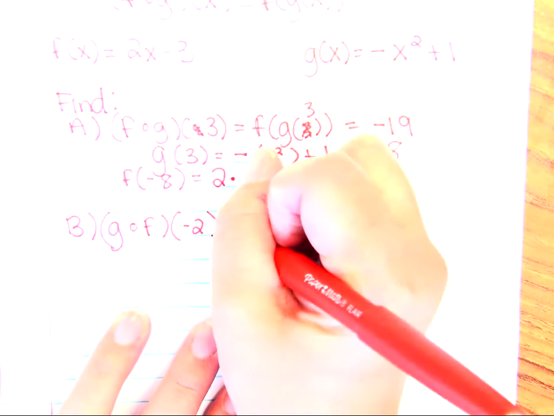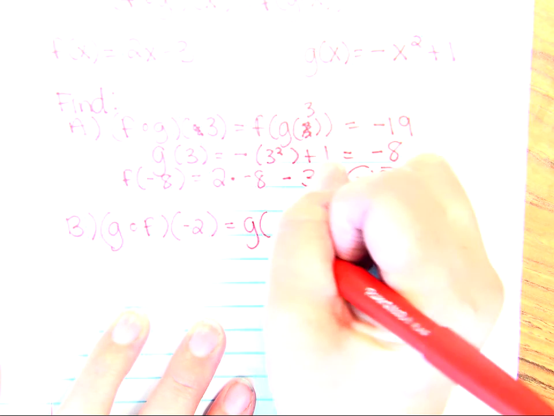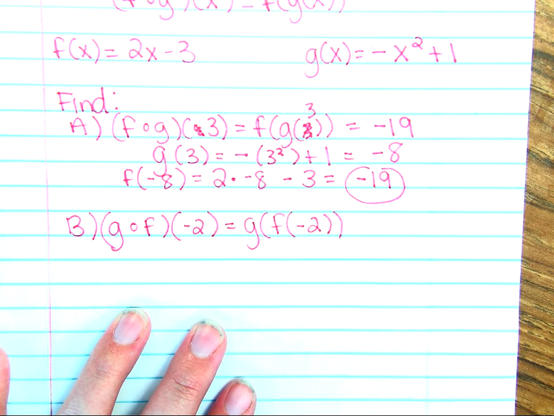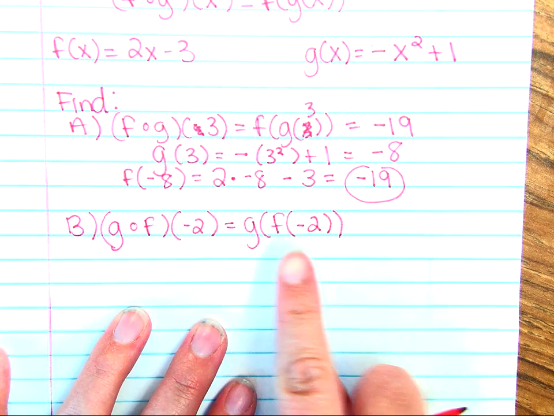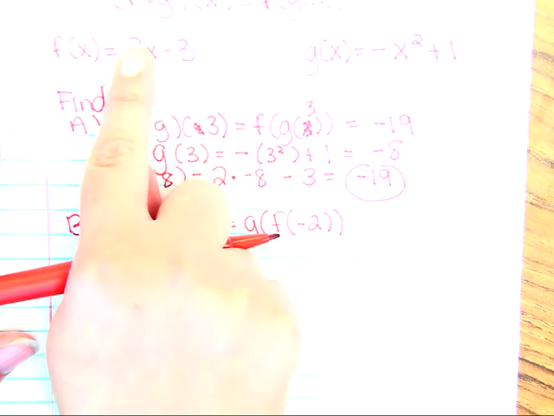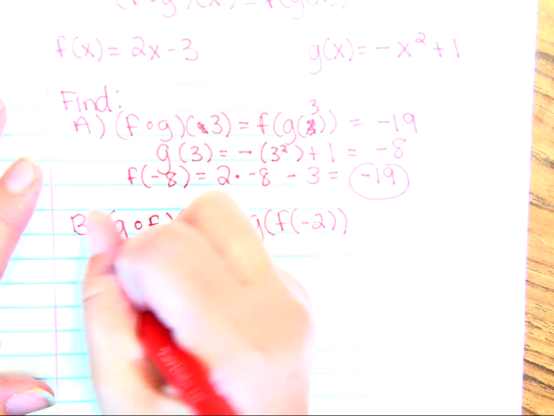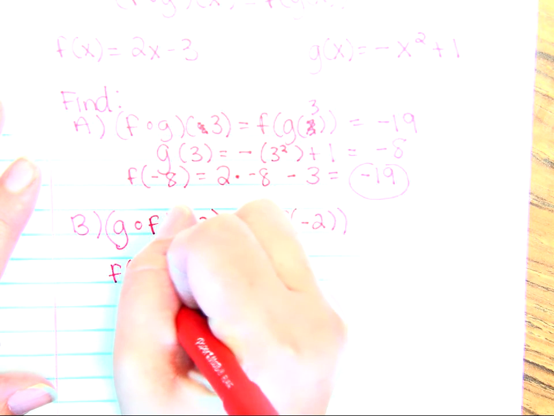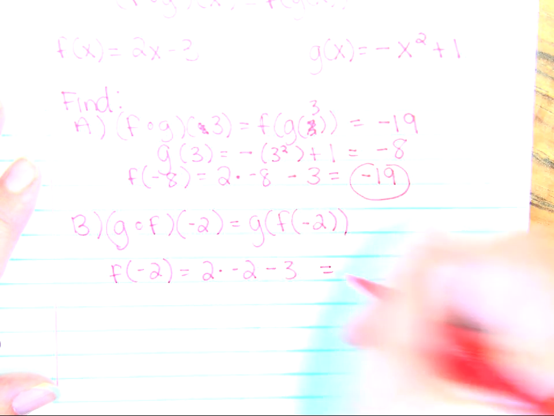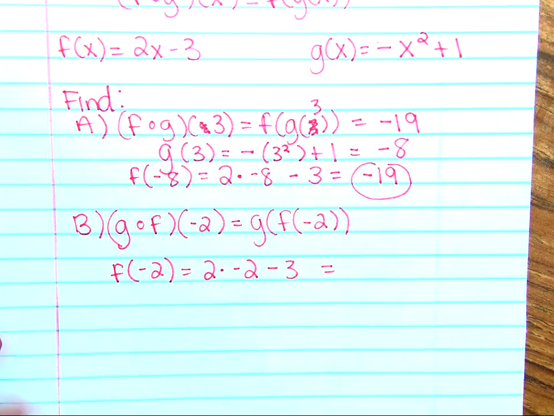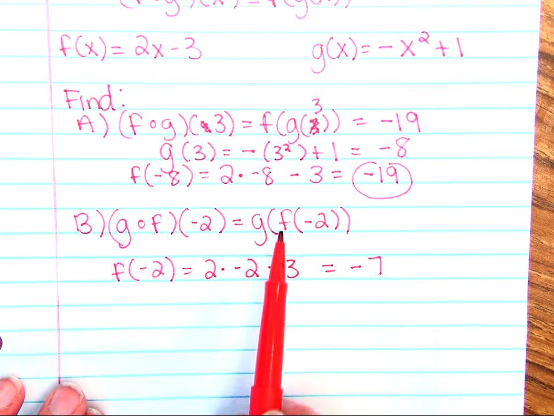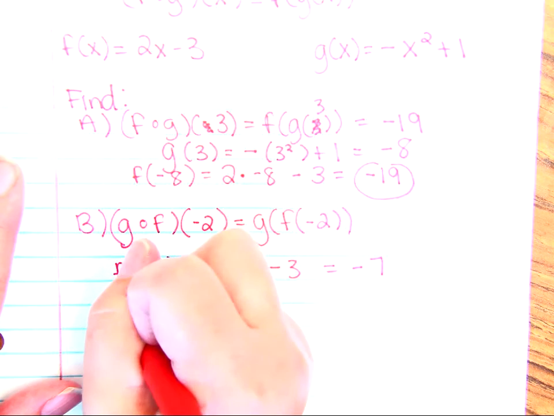So here, I'm really doing g of f of negative 2. So I am really starting this time on the inside with f of negative 2. So I'm going to take negative 2 and put it into my equation for f. So there I would have negative 7. Now I've found what f of negative 2 is. Now I need to do g of negative 7.